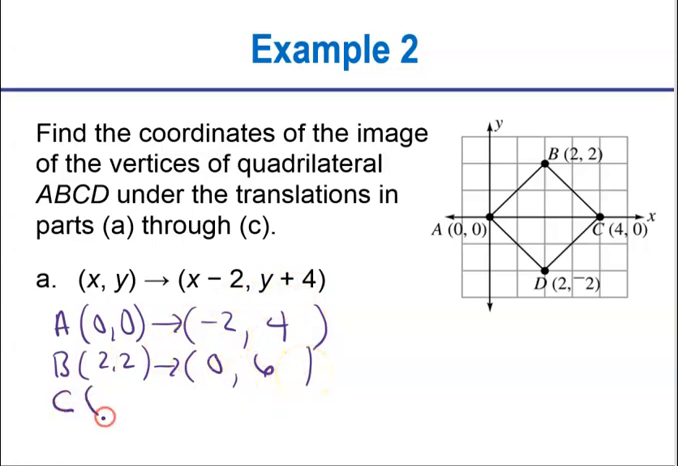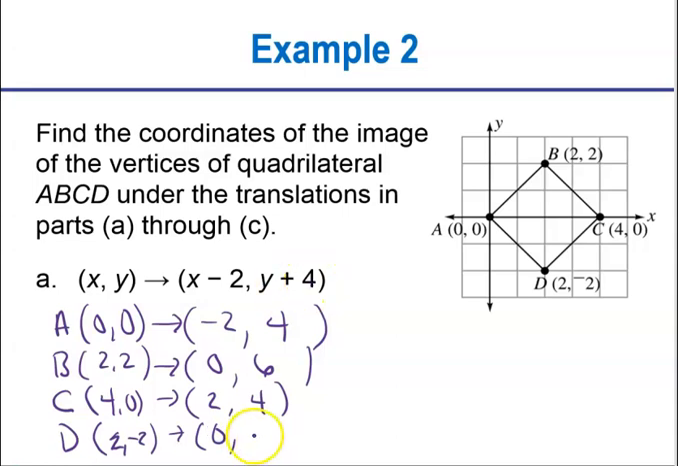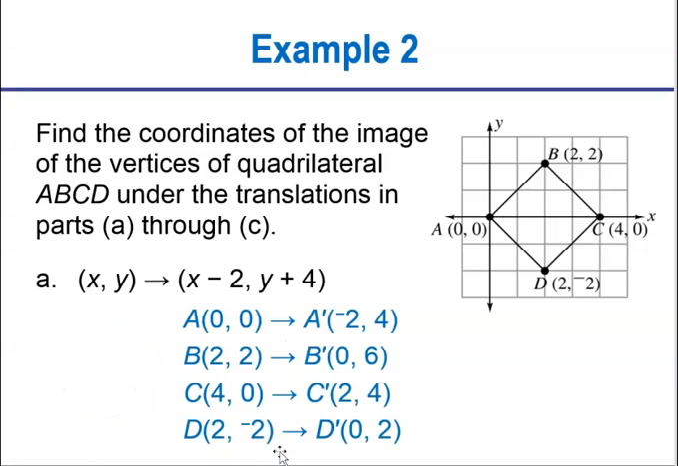Let's plug in C. C is labeled 4, 0. And 4 minus 2 is 2. 0 plus 4 is 4. And finally, D is labeled 2, negative 2. And I plug 2 in. 2 minus 2 is 0. And negative 2 plus 4 is 2. All right, now I have this typed up. Should be the same exact points. And notice that it is. I didn't label my points as A prime, B prime, C prime, D prime, but I think you're aware of that.